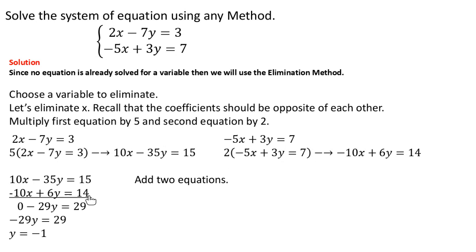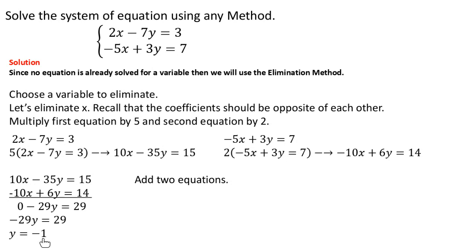So the elimination method asks us to add these two equations together. And when I add these two equations together, my x's are going to get eliminated. So 10x minus 10x is 0. Minus 35y plus 6y is minus 29y. And 15 plus 14 equals 29. So to solve for y, I'm going to divide both sides by -29. So 29 divided by -29 is -1.